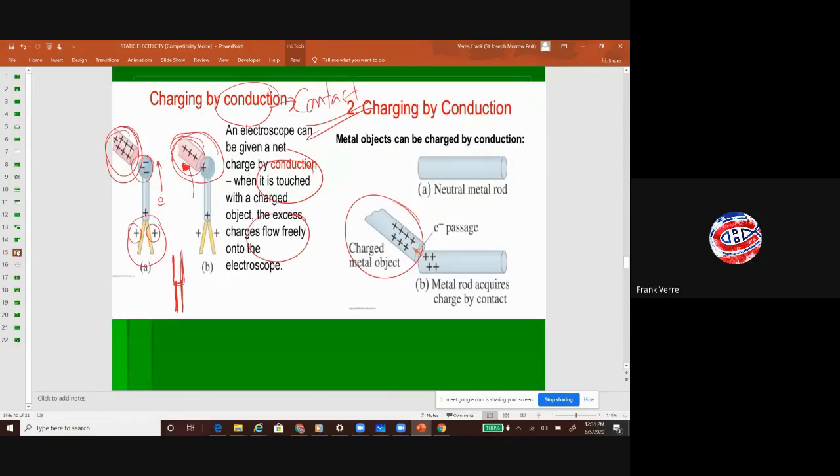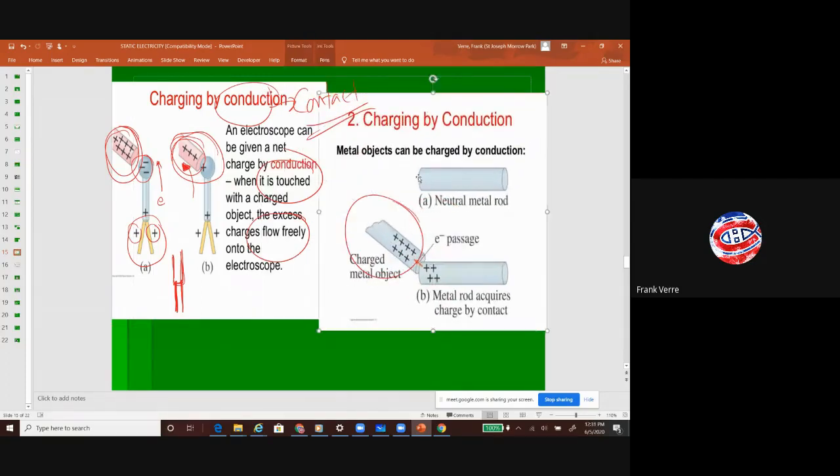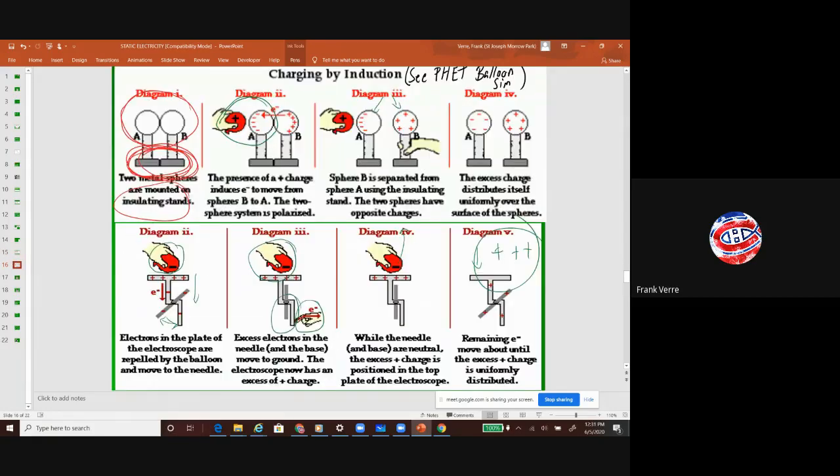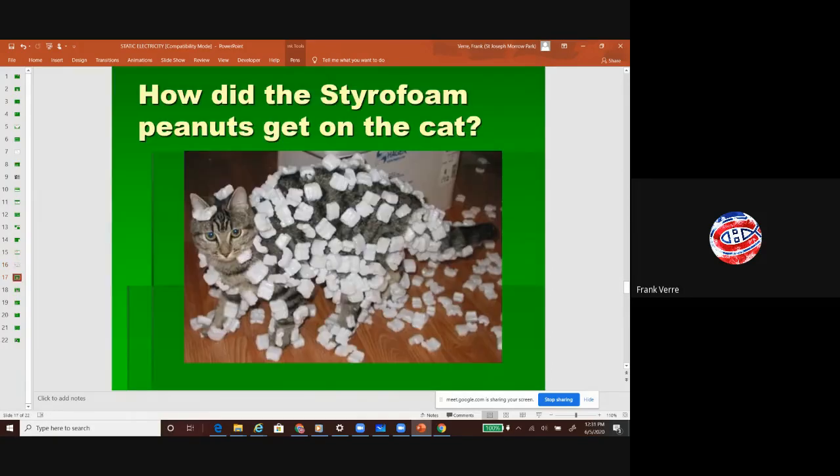Conduction is by touching. I should mention a conductor, so what I'm charging has to be metal. I'm making physical contact with a metal object, and I'm touching it with something that's charged. That's conduction. And then you have induction, where you're charging something without actually touching it. Okay, those are the three ways of charging objects.